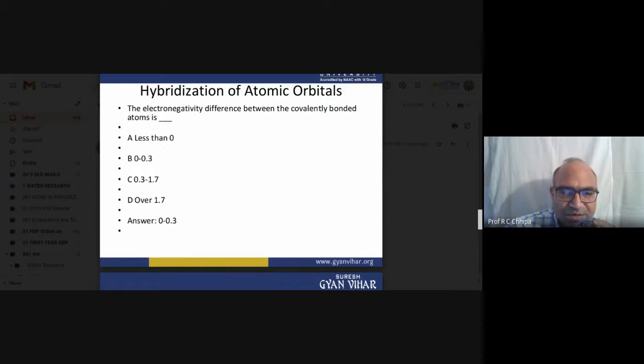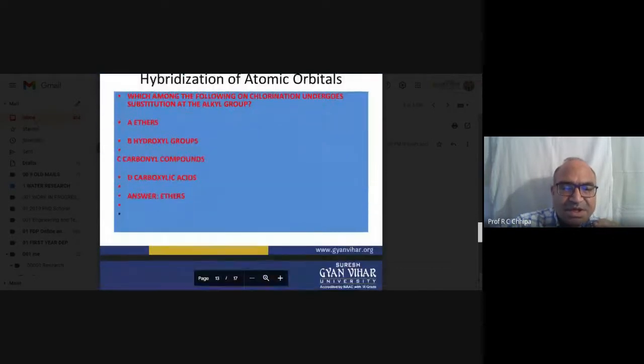So here we can see the electronegativity difference between covalently bonded atoms is less than 0 to 0.3. The correct answer is B, 0 to 0.3. So this is because of electronegativity. Whatever we come to here in hybridization, hybridization is the mixing of atomic orbitals, and that is given. Then, totally another factor, electronegativity, is also important. So here the correct answer is 0 to 0.3.